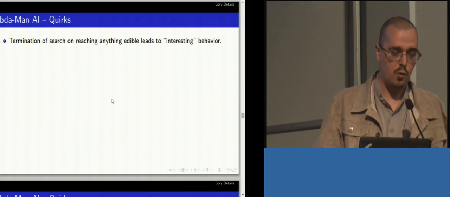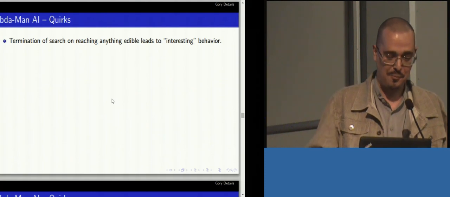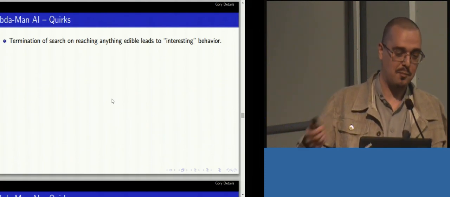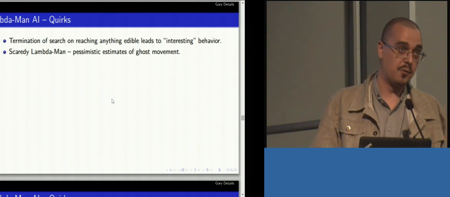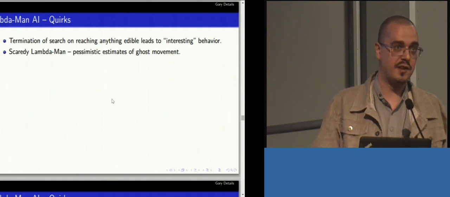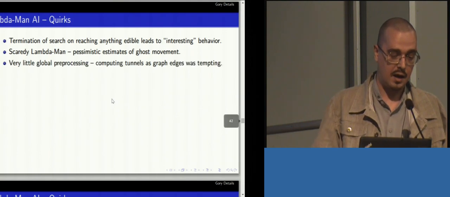There are quite a lot of quirks. So, for example, the lambda man never chases ghosts that are running over pills, for some reason. Well, for the simple reason that it terminates on finding anything edible. And the lambda man is also something of a scaredy cat, since it uses quite pessimistic estimates of ghost behavior.